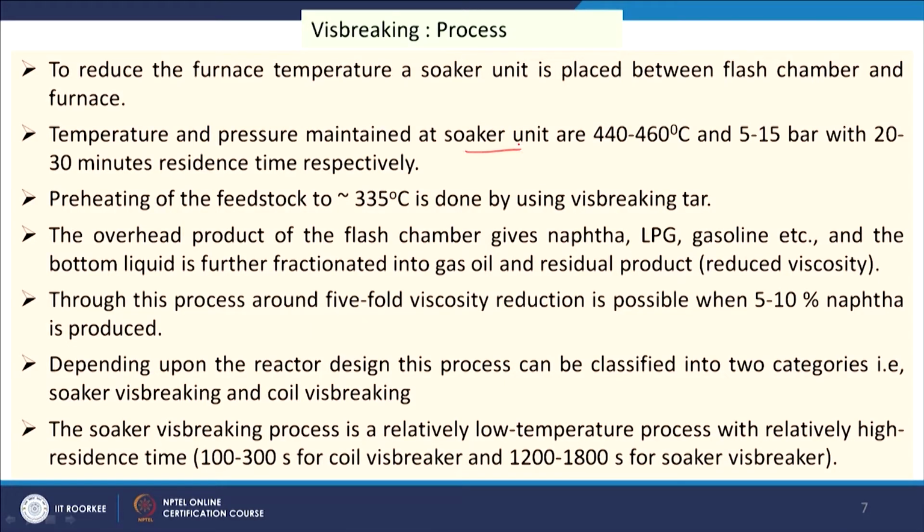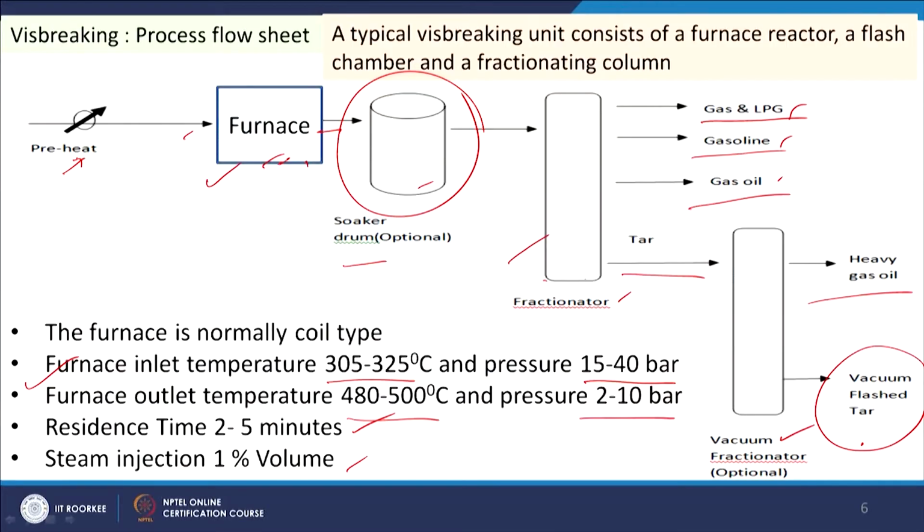So, this is the Visbreaking process, and as we have discussed, the soaker drum helps to reduce the time in the furnace. The temperature and pressure maintained at the soaker unit is around 440 to 460 degrees centigrade and 5 to 15 bar with 20 to 30 minutes residence time. Preheating of the feedstock to 335 degrees centigrade is done by using Visbreaking tar. Some part of the Visbreaking tar which is obtained is used for this heating.